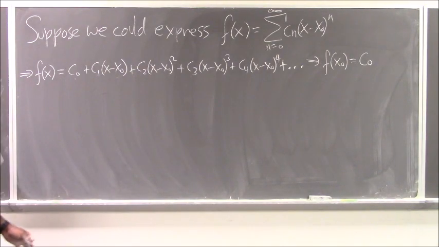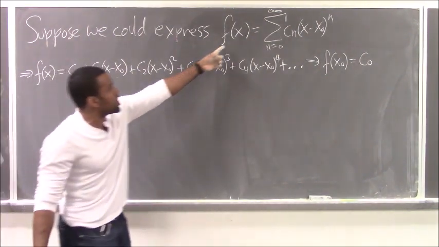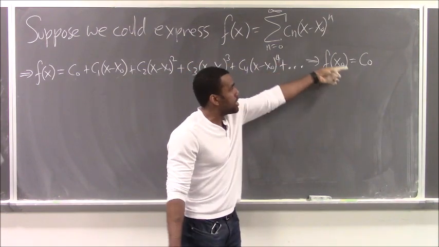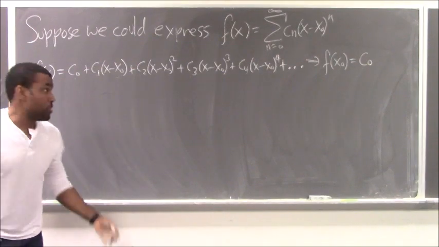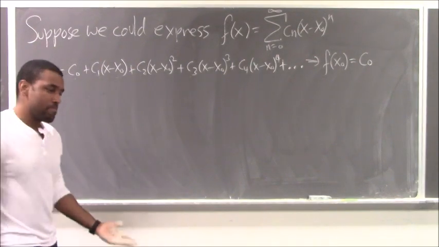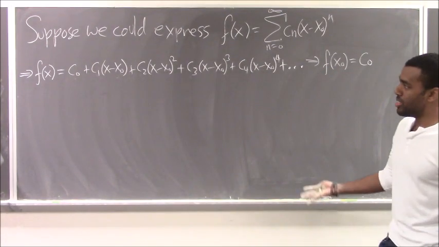So now I know what c0 has to be. It's going to be whatever the function is evaluated at this point. That's my c0. How do we find c1? Now, here's the genius of the method.